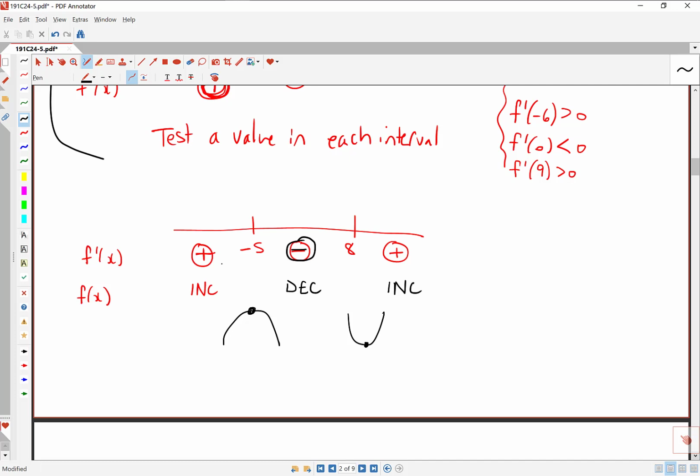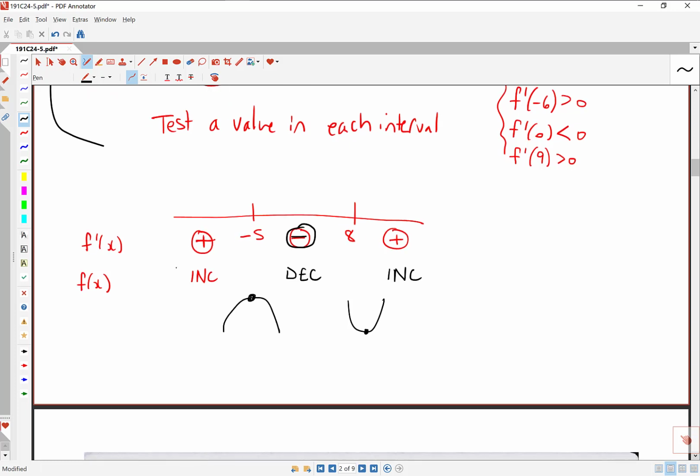So let's write out our answer just at the bottom of the screen here. The original question just asked us to find all relative maximum and relative minimum points. So we can say we have a relative maximum at x equal -5, and we can say we've got a relative minimum at x equal 8.